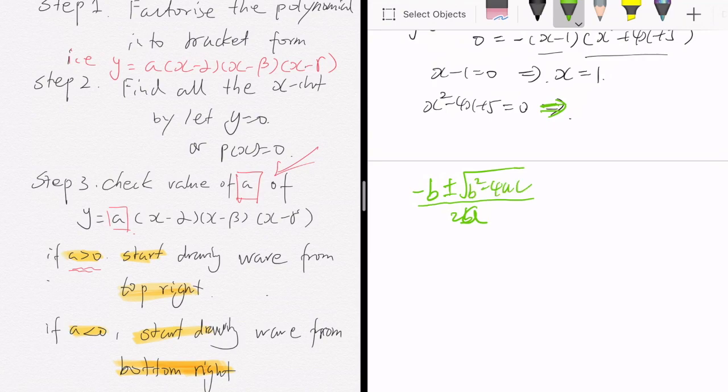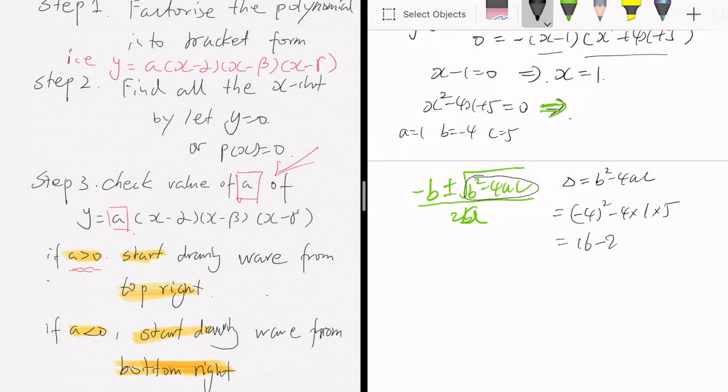This is my discriminant. Now my a is equal to 1, b is equal to 4, c is equal to 5. So delta is equal to b squared minus 4ac. If we substitute, b squared is 4 squared minus 4 times 1 times 5. So you have 16 minus 20 equal to -4, which is smaller than 0.